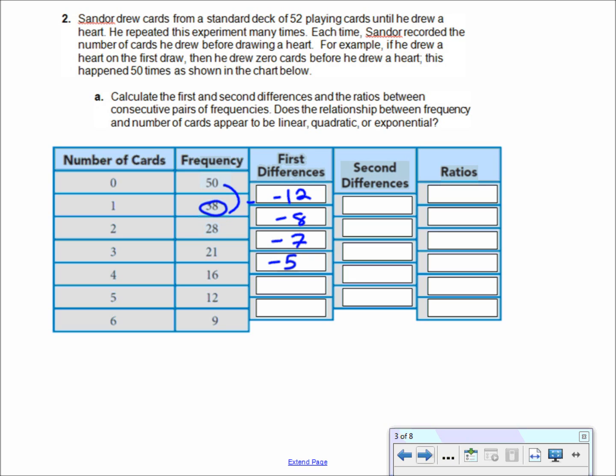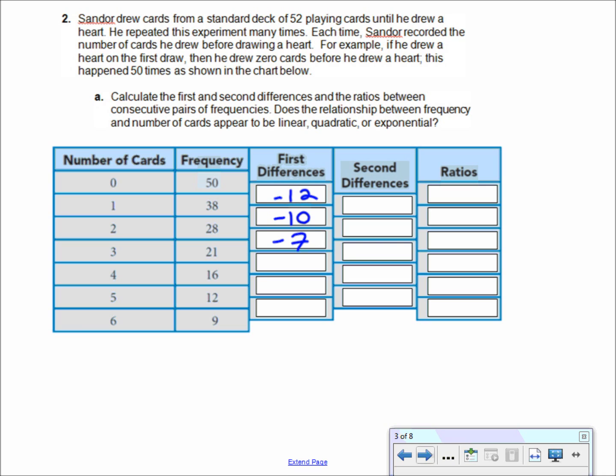Oh, sorry, am I not paying? Let's start this again, shall we? Sorry, 38 subtract 50 is negative 12. 28 subtract 38 is negative 10. Right? Yeah. 21 subtract 28, I must have just gotten my numbers lined off.